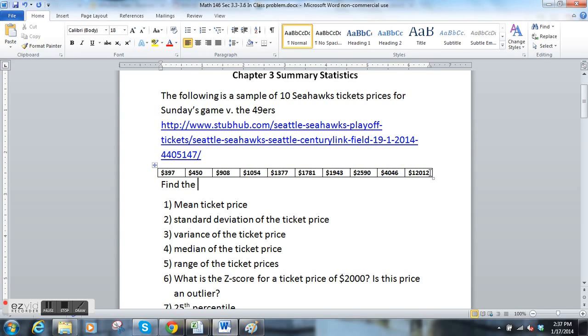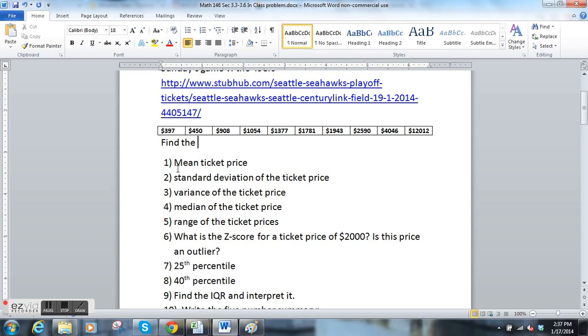Here is a whole bunch of questions that you should be able to find the answer to. Find the mean ticket price. Find the standard deviation of the ticket price. Find the variance, the median, the range. What is the z-score for a ticket price of $2,000? Is this price an outlier? Find the 25th percentile. Find the 40th percentile.